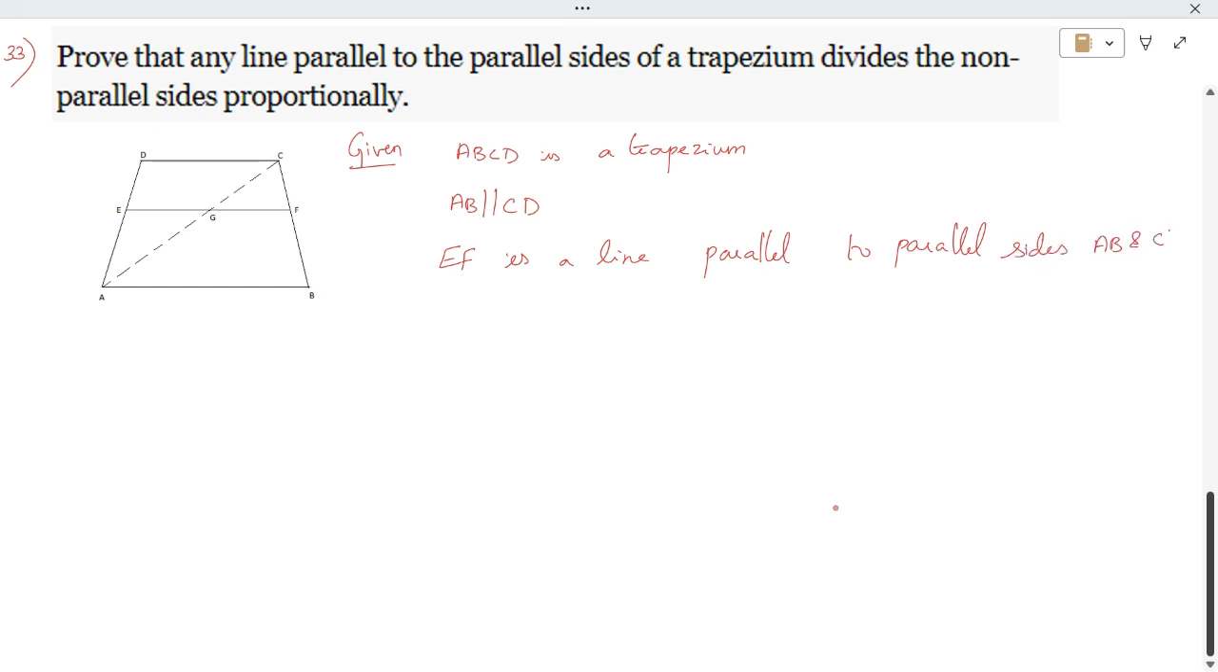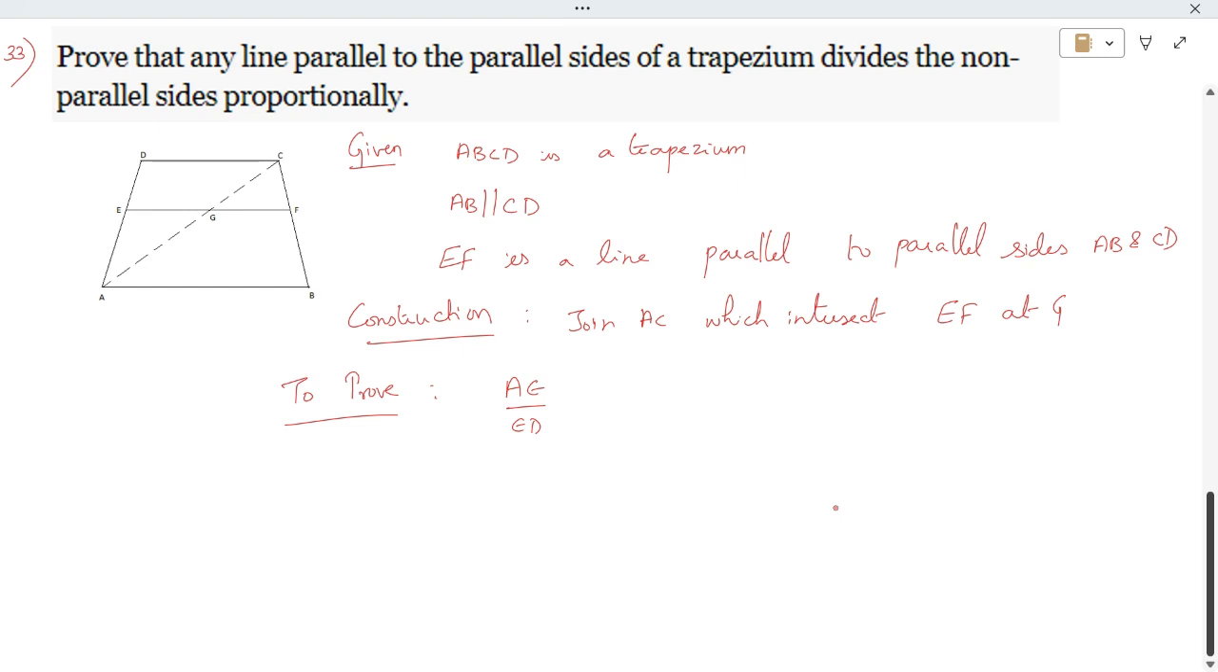AB and CD. Now, what is the construction? I am just joining AC, which intersects EF at G. So now what I have to prove? To prove that the non-parallel sides are in proportion, isn't it? So AE by ED is equal to BF by FC. So what is the proof?